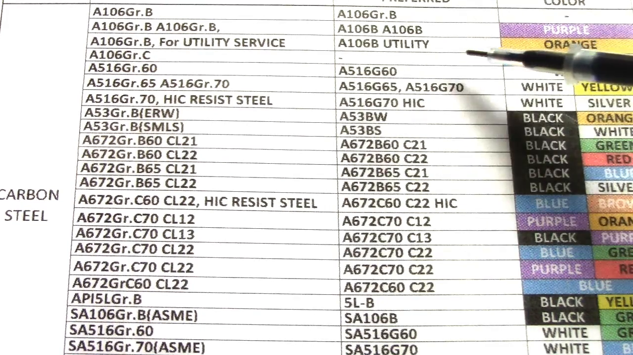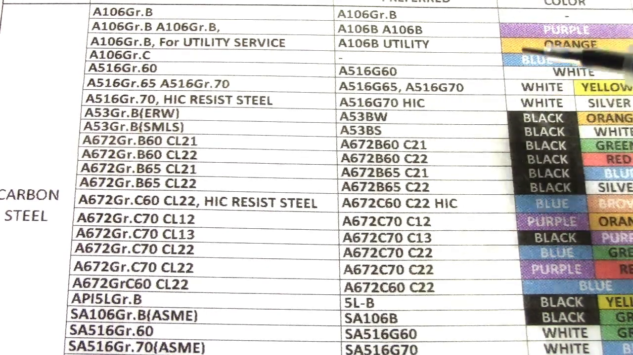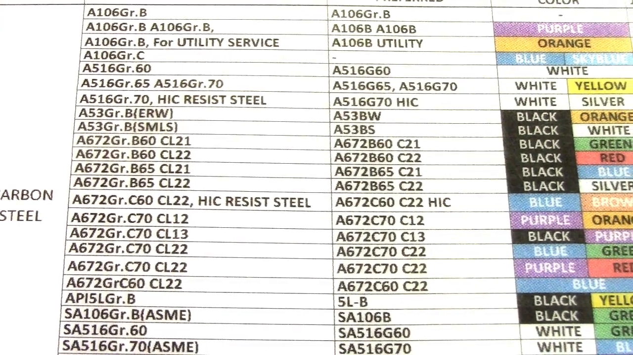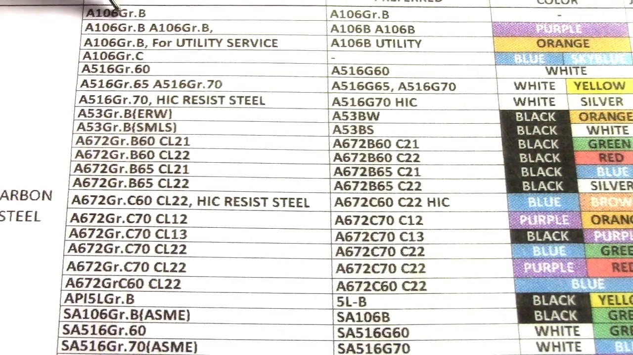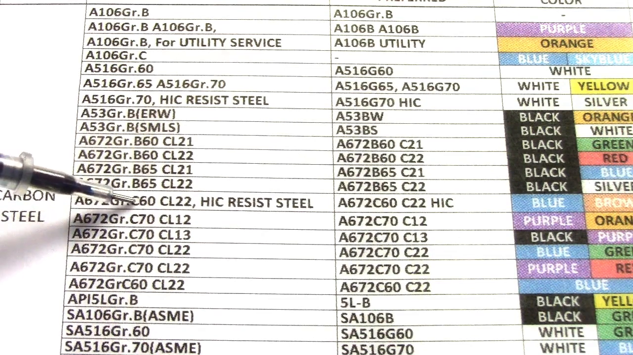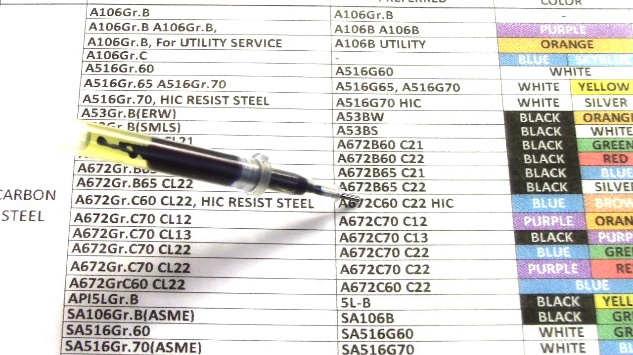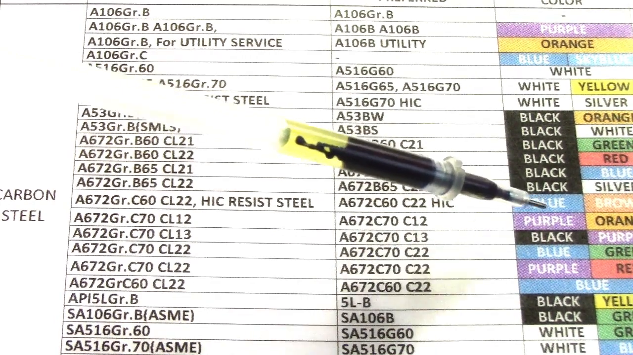Purple, orange, this is A106. Utility, orange, blue. Okay, A106 grade C. So this is how to read this column for this piping materials. For example, this is A672 grade C60 CL22 HIC resist steel. So this is the preferred mark, and this is the color. Okay, color blue.